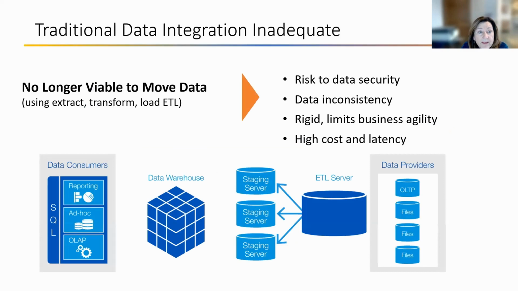Another component supporting that is that traditional data integration is inadequate. From an ETL perspective, it's expensive and it produces latency when we use some of those traditional ETL methods. It creates risk to data security when we're moving data. We see data inconsistency and rigidity, which limits business agility. And as I mentioned, the high cost and latency. So getting to the data with those traditional methods is not viable anymore if we want to be agile.